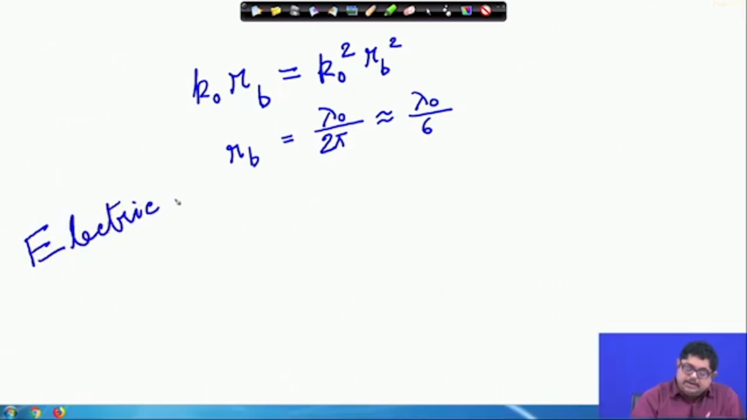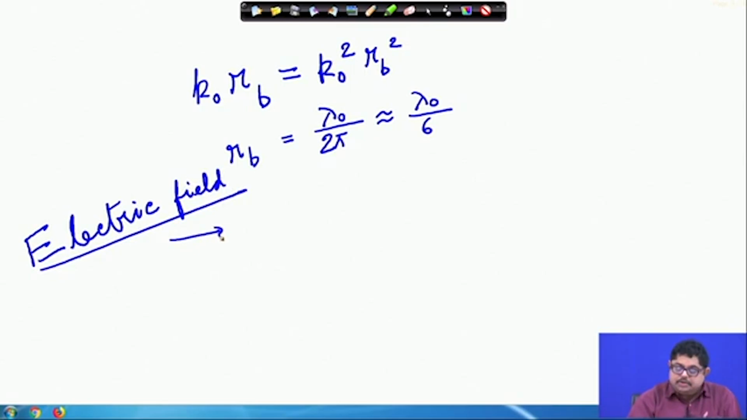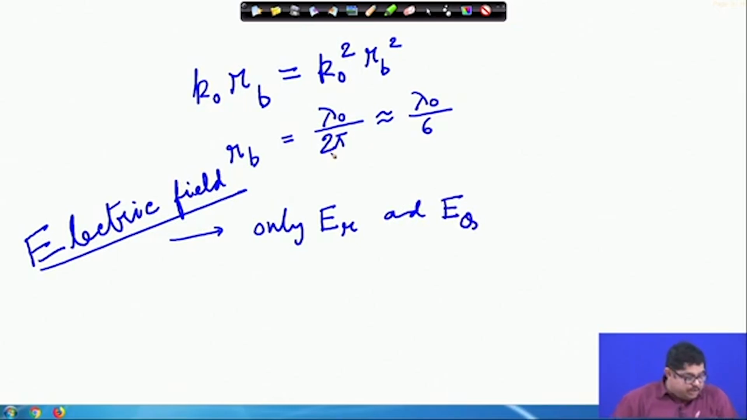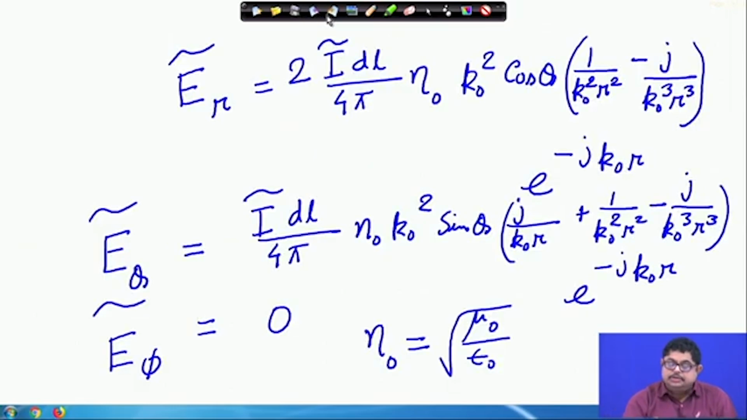look at electric fields more closely. So, electric field has only two components, namely E r and E theta. It does not have any phi component. Now, if we look at this E r component, you see E r component does not have any 1 by r term. It has 1 by r square term, 1 by r cube term. E theta component has 1 by r term. It also has r square term, r cube term.